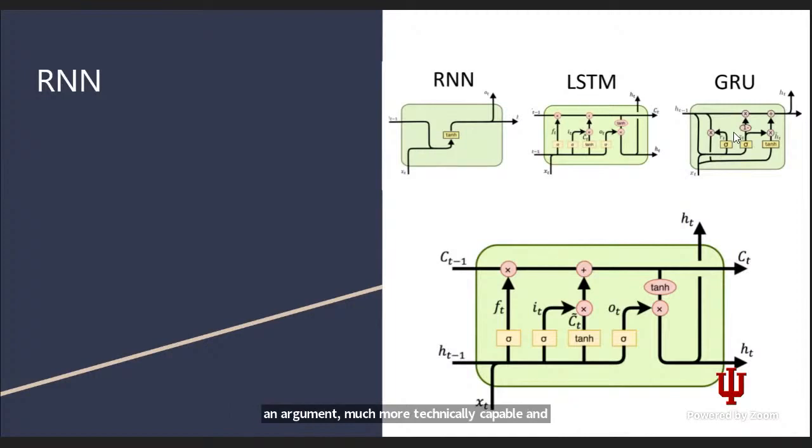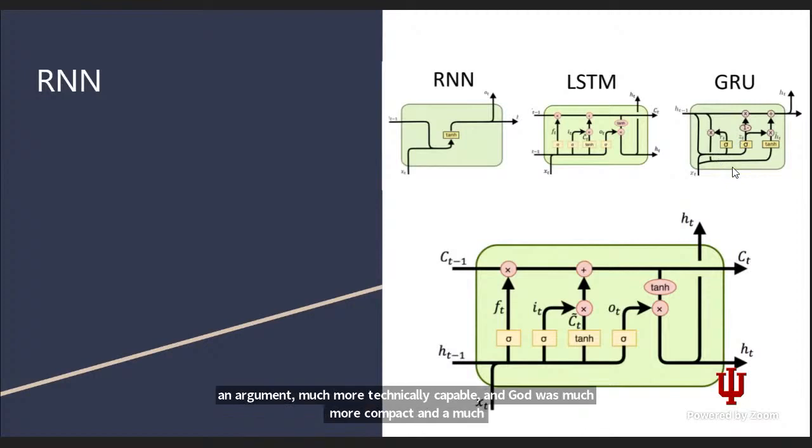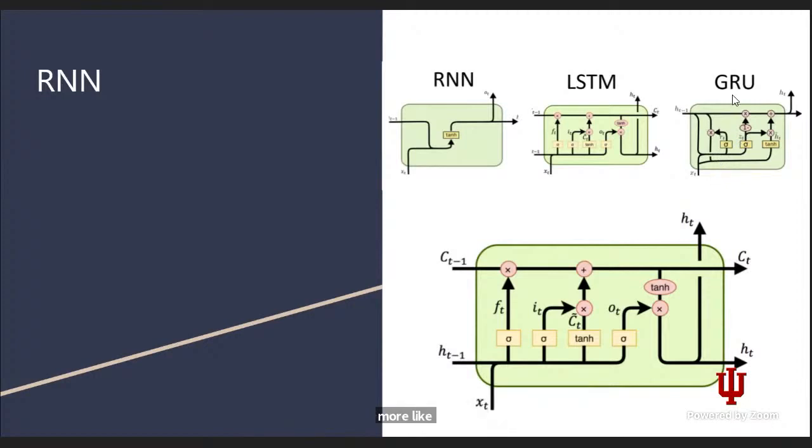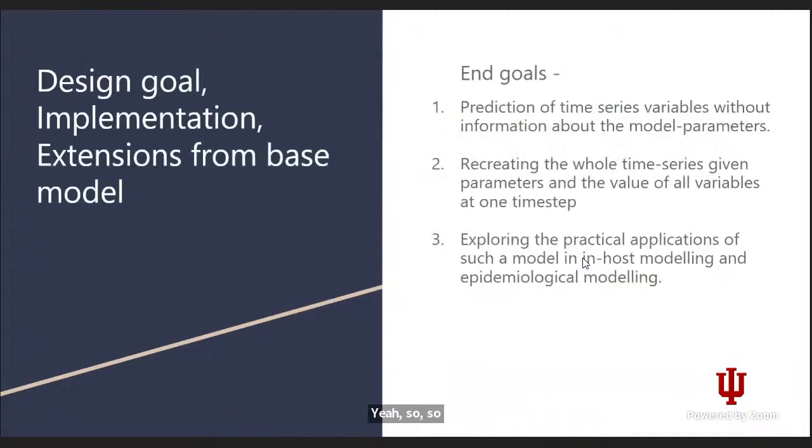And a GRU is much more compact, it uses fewer things and it achieves the same result as an LSTM. So I would say it's a better design than an LSTM. So that's recurrent neural networks in short.